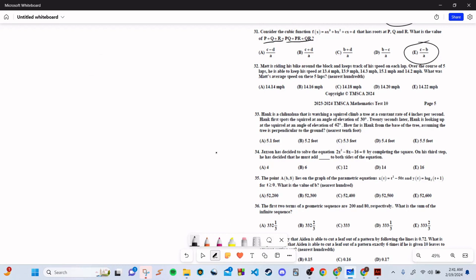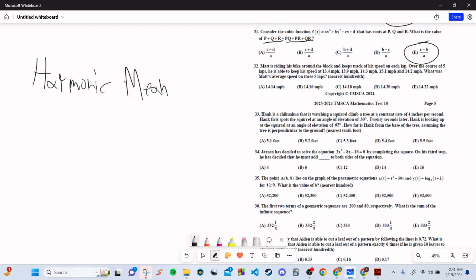Alright, so moving on to 32. Matt is riding his bike around the block, and so we've got these 5 speeds. We want to know what his average speed is. Okay, so this is a trick question. Your first thought might be to get the average of the speeds by just adding them up and dividing by 5. But what you really want to do for this kind of question is take the harmonic mean of the speeds.